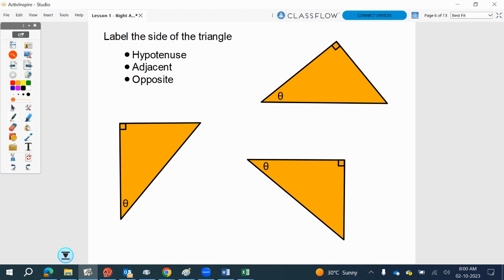Yeah, let me go through this now. So firstly on this one, here is our reference angle. This side lies opposite the right angle, so it's the hypotenuse. So if we have the angle here, this one becomes the opposite, and this one becomes the adjacent. On this triangle here, 90-degree angle there, so this one is the hypotenuse. The reference angle is here, so the opposite lies opposite there. The adjacent is the last side. The 90-degree is here, so this is the hypotenuse. The reference angle is there, so this one is the opposite, and this one is the adjacent.